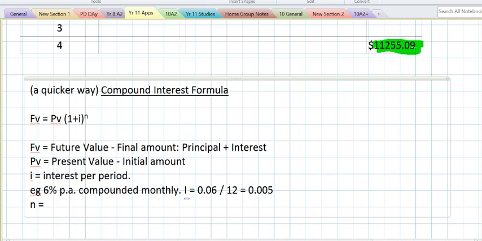Alright, N is time related, but it's the number of compounding periods. So it's not just the 2 years. If it was 2 years compounded monthly, then there are 12 periods in each year, so it would be 24. So is that in months? No, it's a number of compounding periods.